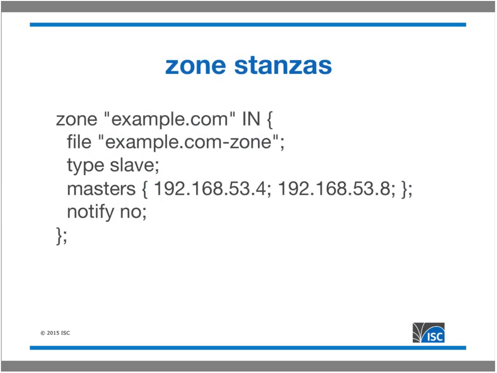All right. Once I get through my global options, the next thing I'm going to take a look at is my zone stanzas. And in this case, I have example.com. This server is a secondary or slave for example.com. My zone data is stored in a file called example.com-zone. All this is good. These are my master servers, and I'm not doing notifies for this zone.